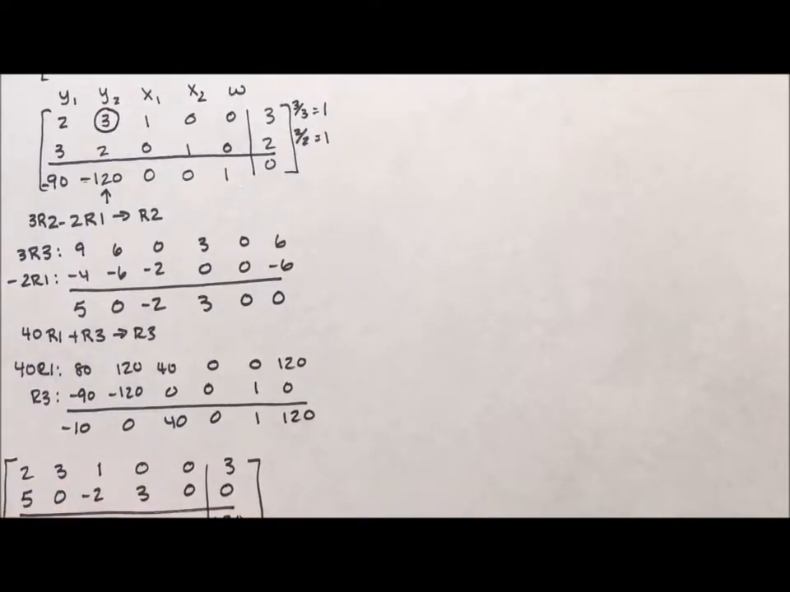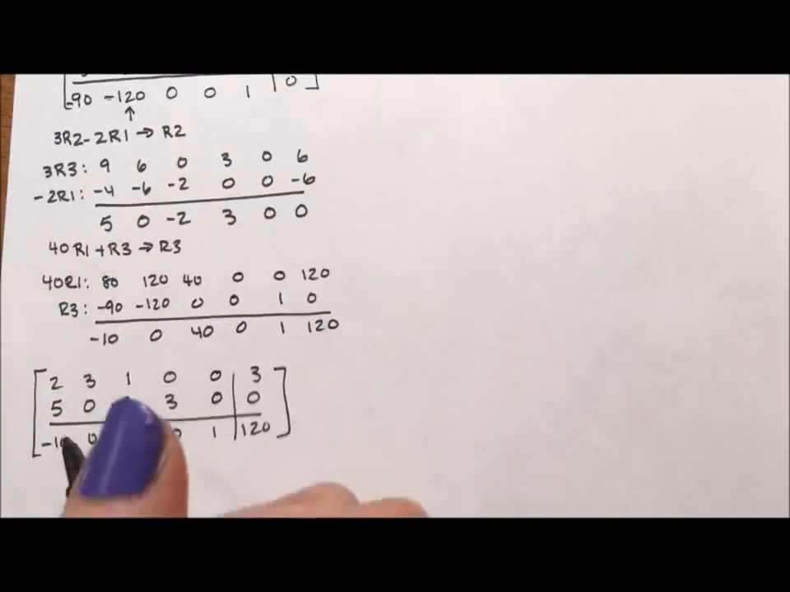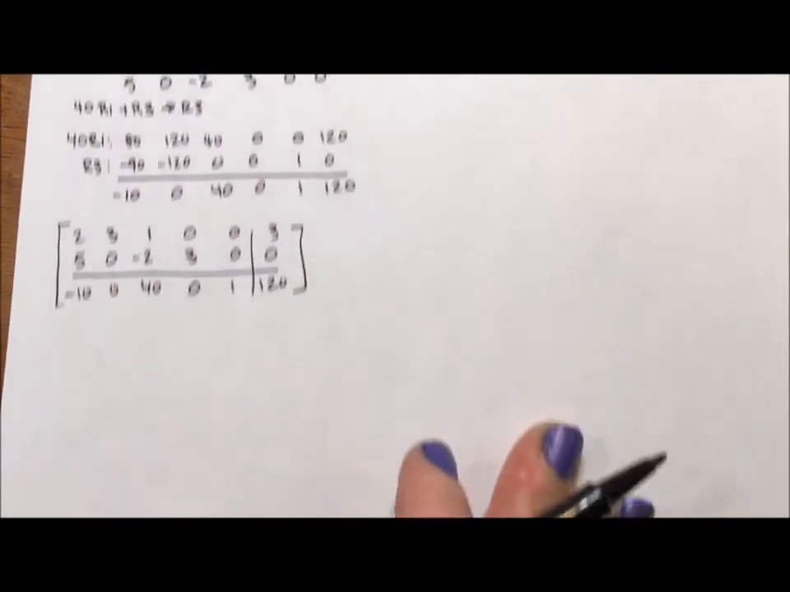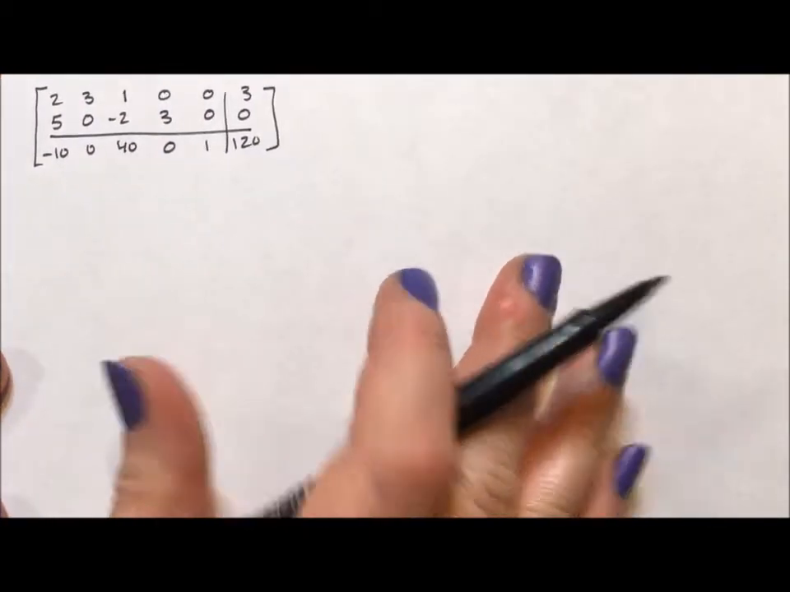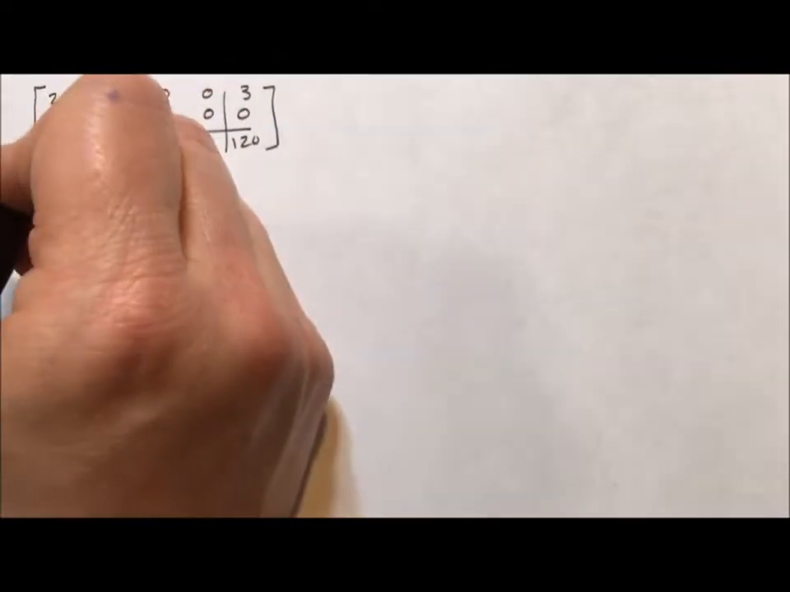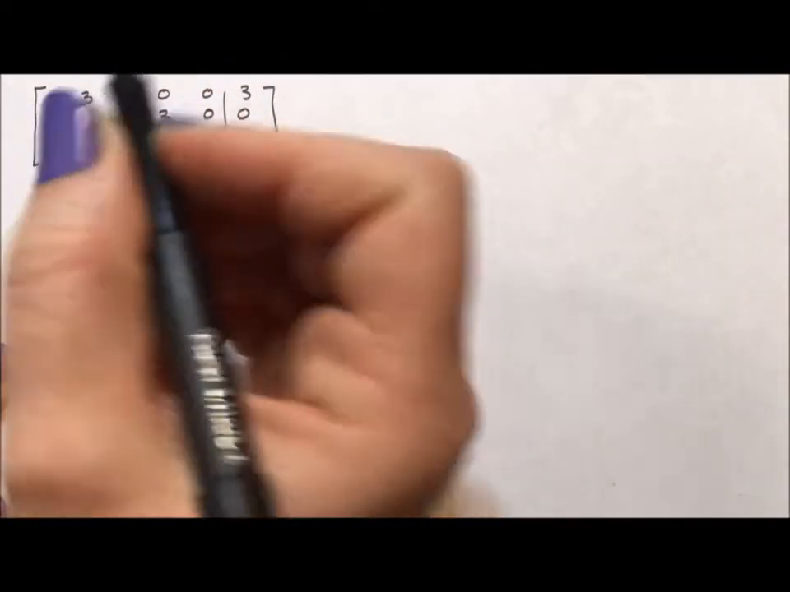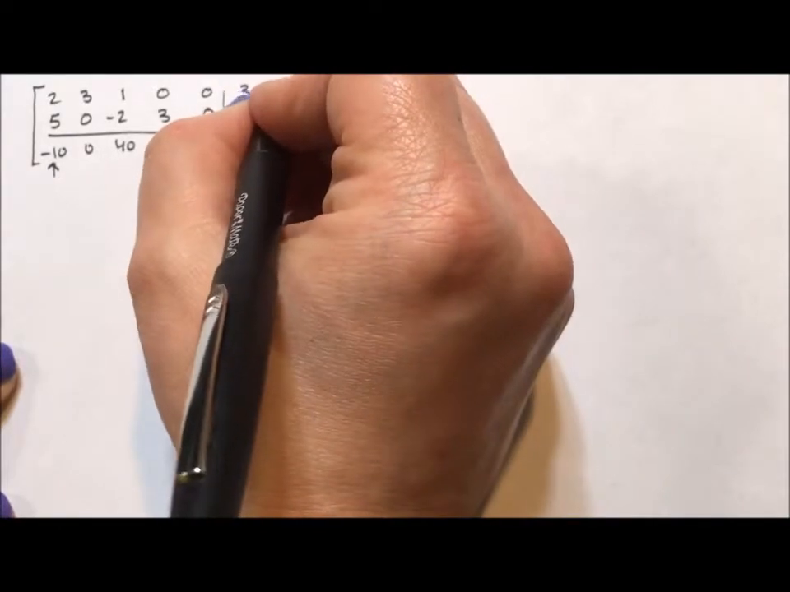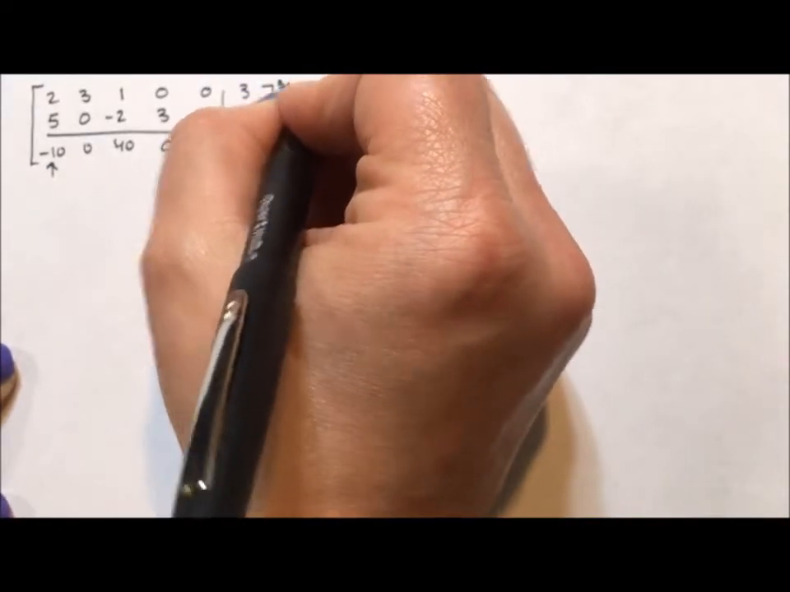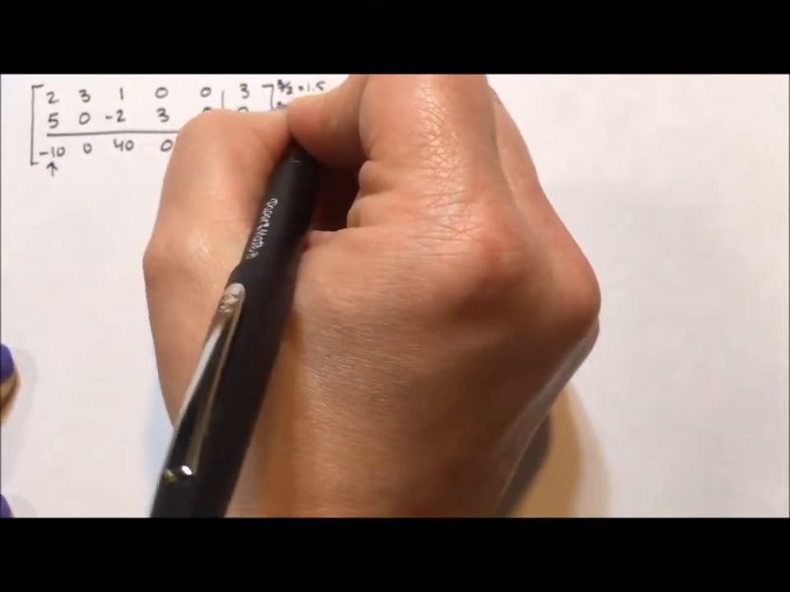Now once again, we know we're done when there are no negatives below the line, but unfortunately there is still a negative below the line. That would be this negative 10. So we're going to come back up here and do the process again. We are going to use this as our pivot column. 3 divided by 2 is 1.5, and 0 divided by 5 is 0.